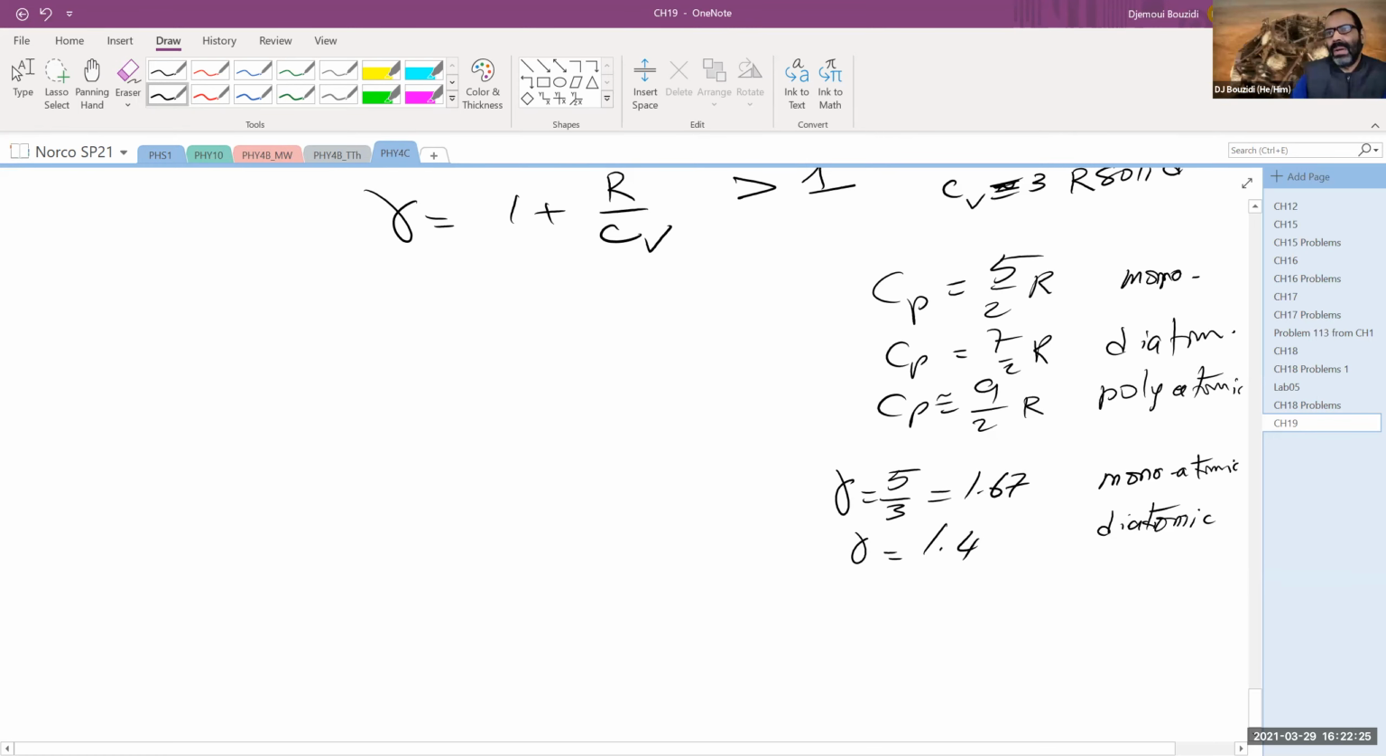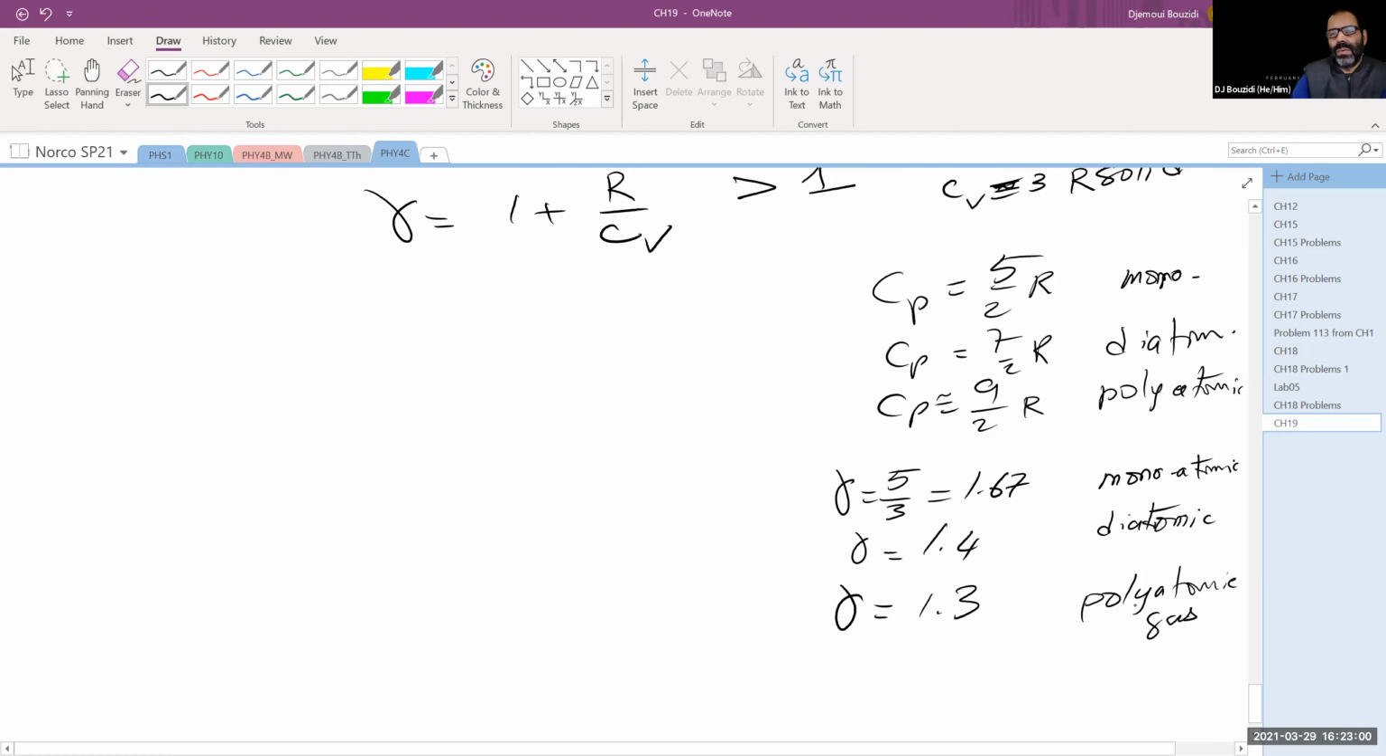And gamma is going to be 9/7. What is 9/7 now? I'm trying to put my calculator in here. 9/7. 1.3 roughly, okay? This number fluctuates, because there are quantum effects when you're reaching this much for polyatomic gases. There are other vibrations involved, other degrees of freedom involved. So it's roughly about 1.3 for polyatomic gases.